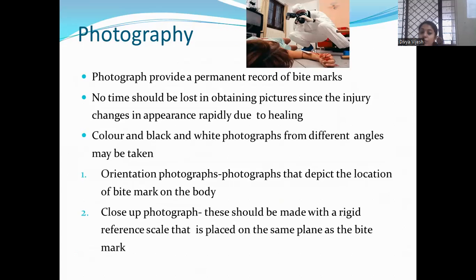And coming to the photography, photographs provide a permanent record of bite marks. No time should be lost in obtaining pictures since the injury changes in appearance rapidly due to healing. Color and black and white photographs from different angles may be taken. Orientation photographs, close-up photographs, okay.